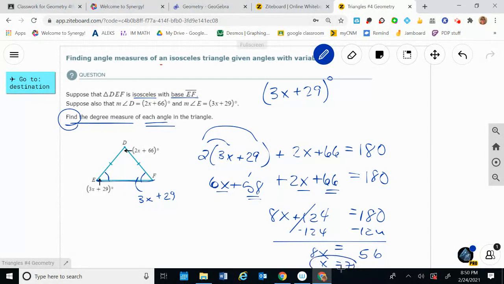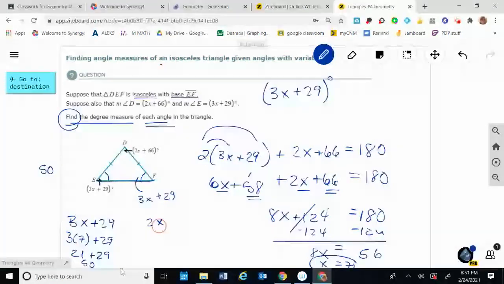Yay, we found x, but that isn't what they asked us. They asked us to find the degree measure. So we have to go back and plug it in. 3x plus 29, 3 times 7 plus 29. That's 21 plus 29, which is 50. 30 plus 20, yeah, 50. So this E and F are equal to 50. E is equal to 50, F is equal to 50.